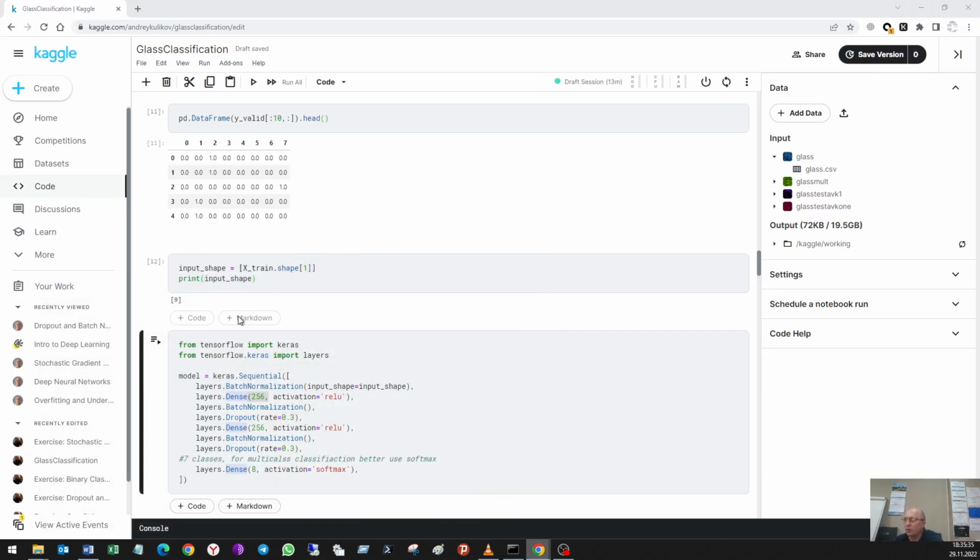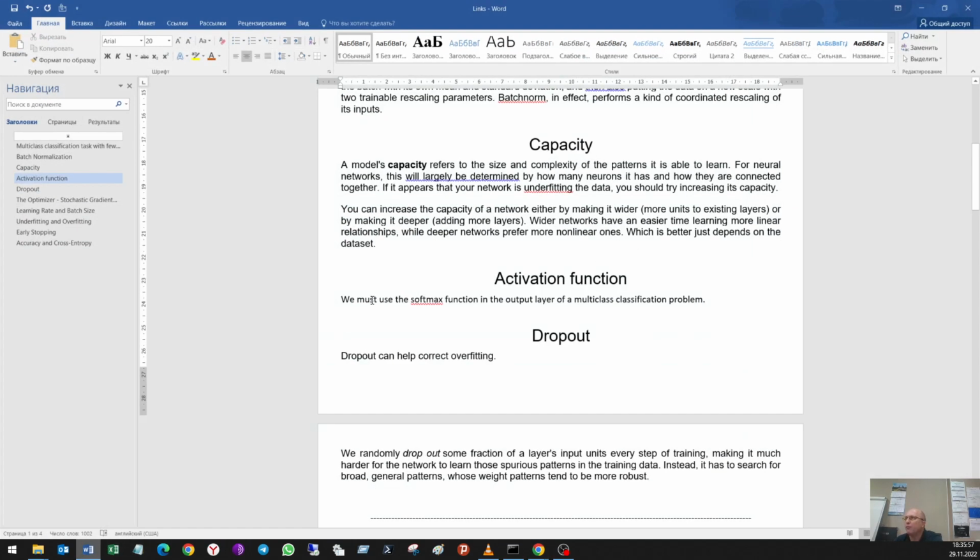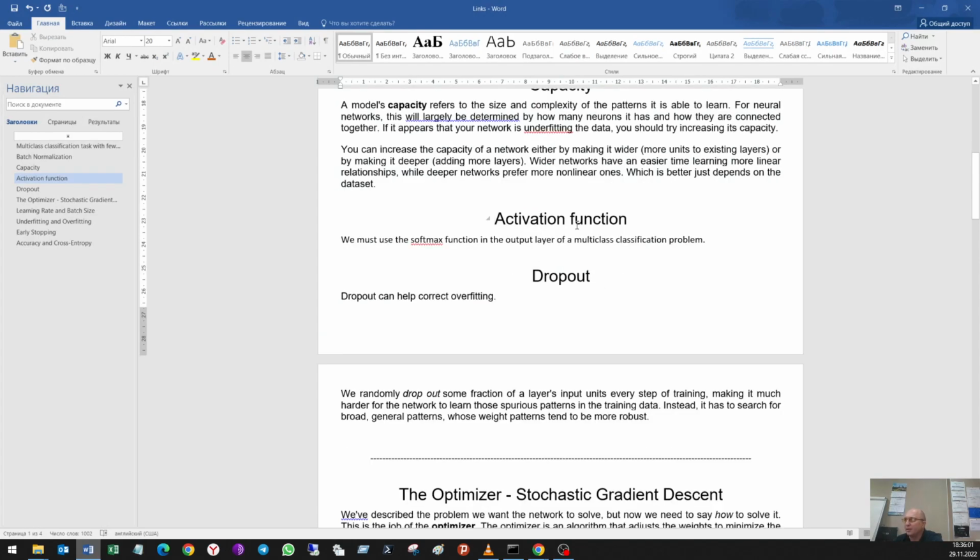Activation. So also we use here an activation function. Here is ReLU, and here is softmax that is used for multiclass classification tasks. What is an activation function? Here it activates the result of the neuron.